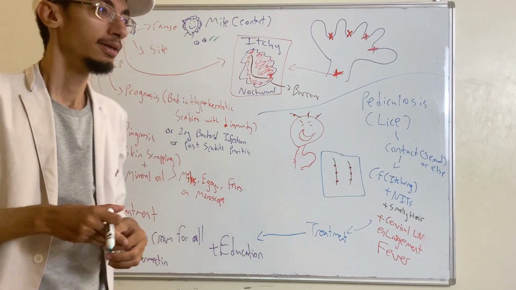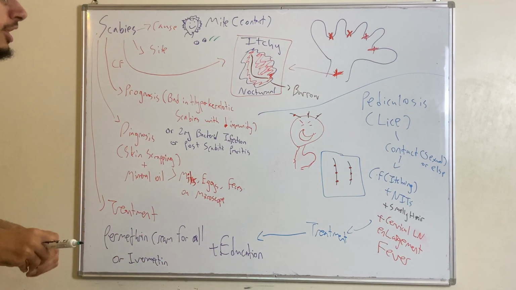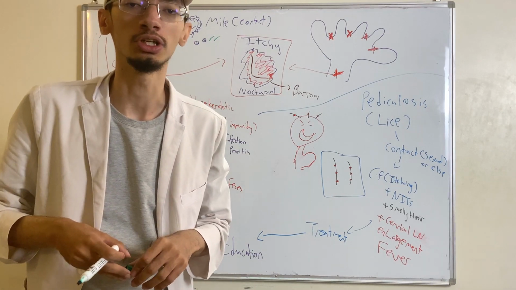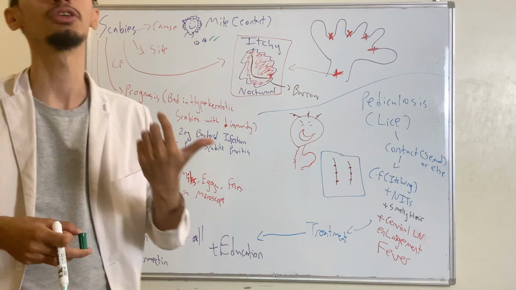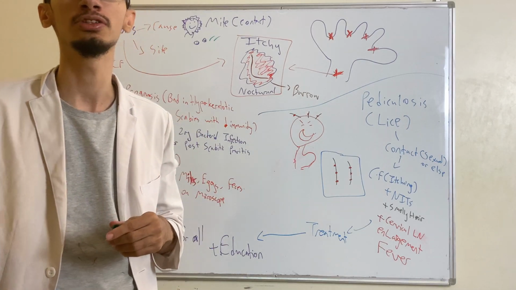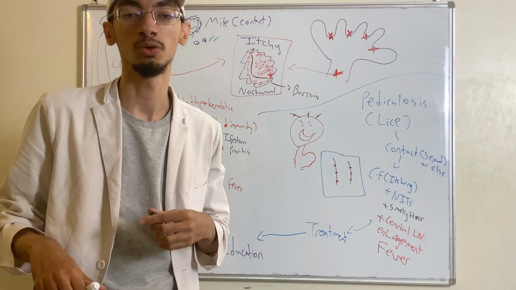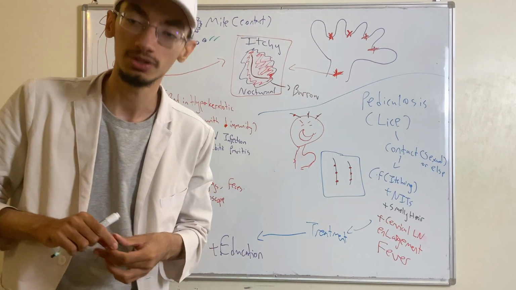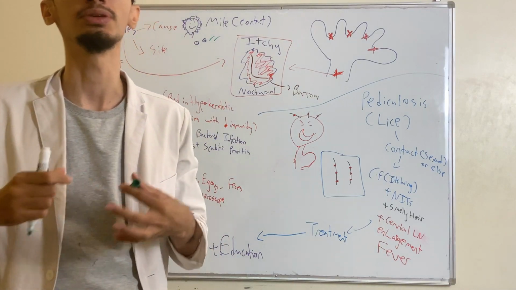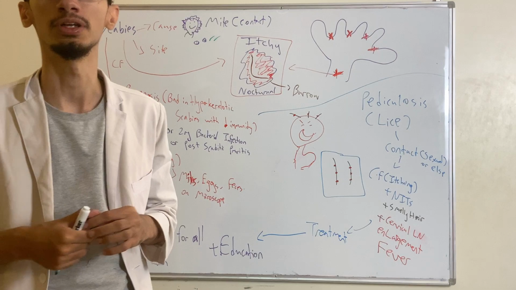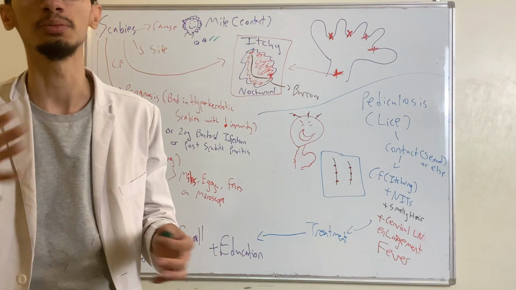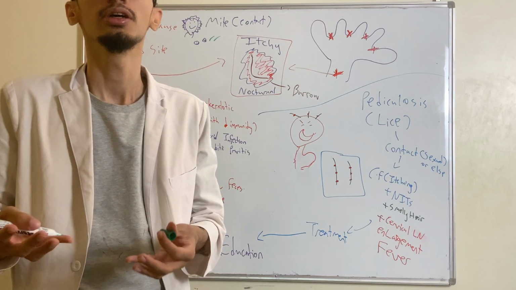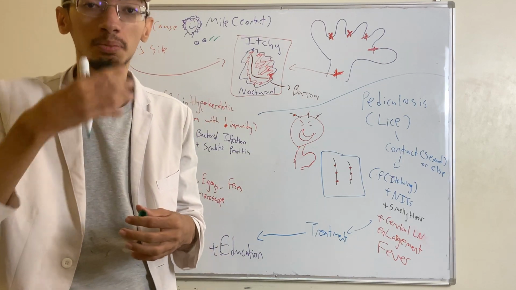Now, what about the prognosis for scabies? We said it's very itchy during the night. Is scabies bad? It depends. You see, scabies is a very contagious disease. It is very easy to be transmitted from one person to another, especially among families. So the thing about scabies is it can be very irritating to have it. But the infection itself is not as bad. It's not really something super bad, the primary infection.